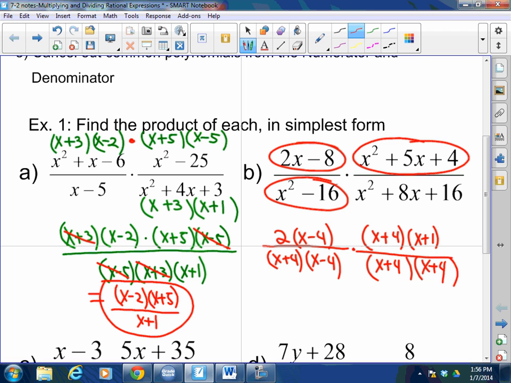And now, again, the fun part, you just start eliminating. So goodbye, goodbye, goodbye, goodbye. What am I left with? 2 times x plus 1 over. Now, at this point, I know that I cannot cancel anything out, so I can write it as x plus 4 squared.